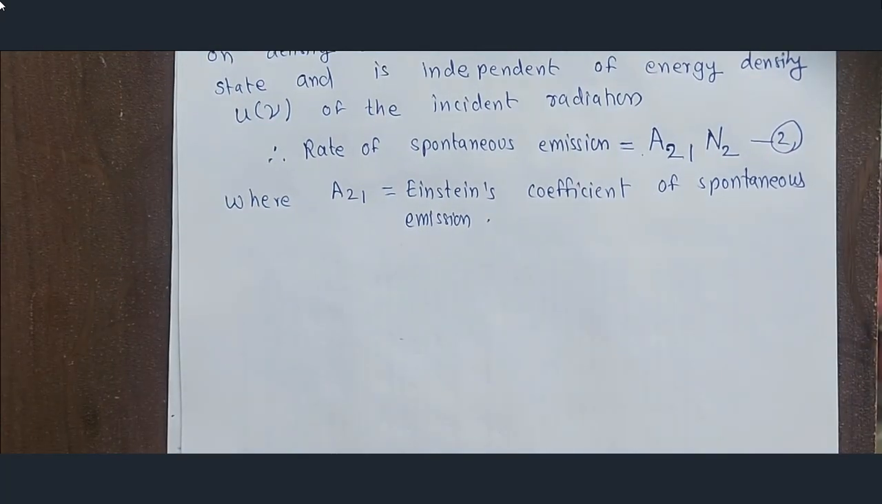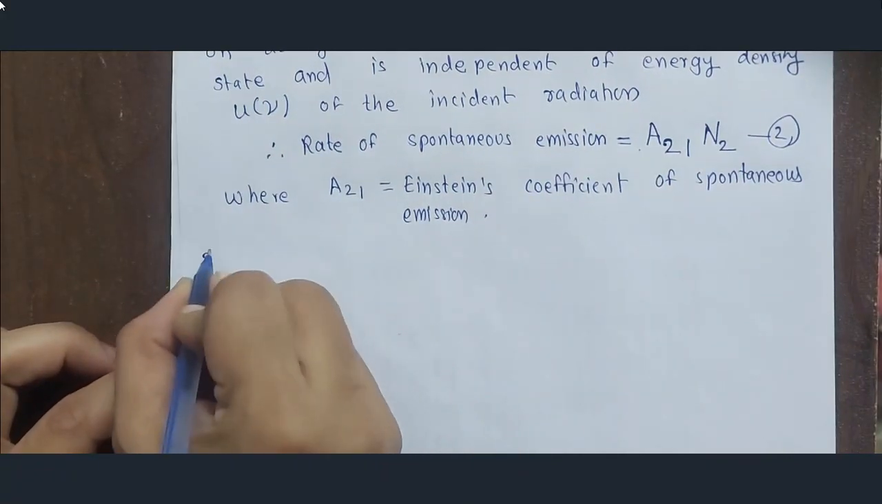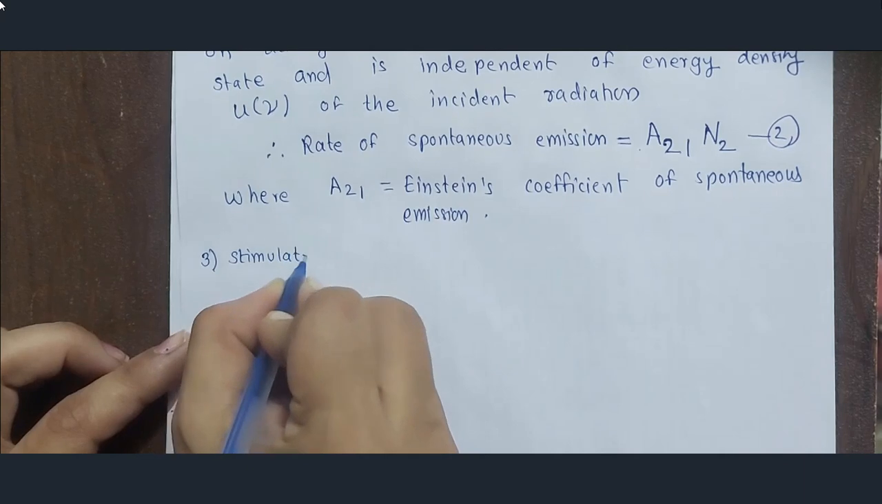We already saw what is induced absorption, we already saw what is spontaneous emission. Now the third important parameter is stimulated emission. Stimulate, कोई चीज़ जब हम उसको stimulate करते, जो natural occurring नहीं है but हम उसको stimulate करते, उसे stimulated emission बोलते हैं. So the third is stimulated emission.